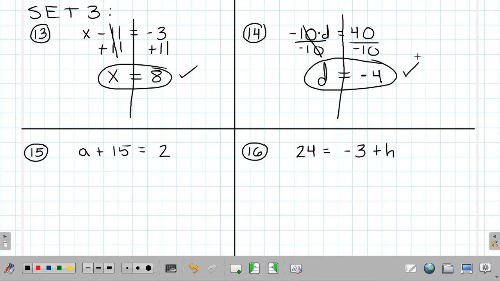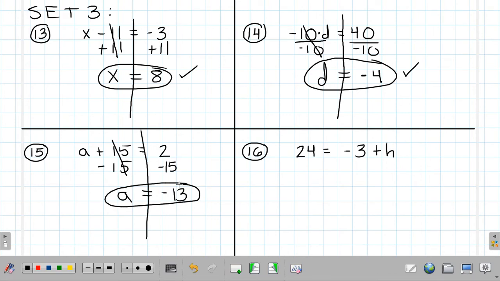Okay. Number 15, one of the easiest ones so far, a plus 15. Well, we have a plus 15. That just means we need to subtract 15. But once again, what sides do we need to subtract 15 on? Well, the left side over here, and on the other side of the equal sign, we have to subtract 15 from the 2. So once again, the whole point is we want those 15s on the left to go away, leaving us with a, and that's going to be 2 minus 15, negative 13.